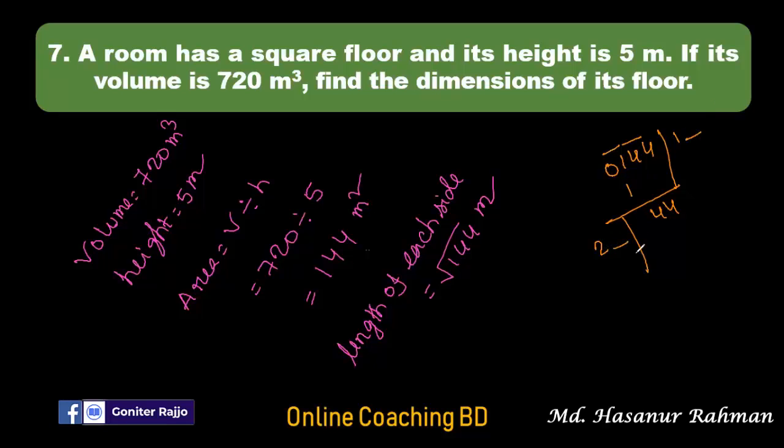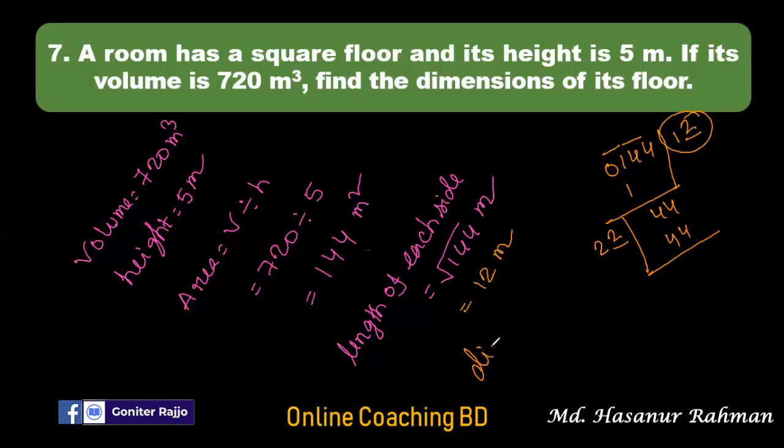That should be the square. 1 multiplied by 1, that is not 4. But if I multiply 2 multiplied by 2, that is 2 2 are 4, 2 2 are 4. So 12 will be our final answer. So here our answer should be 12 meter. So length of each side should be 12 meters.